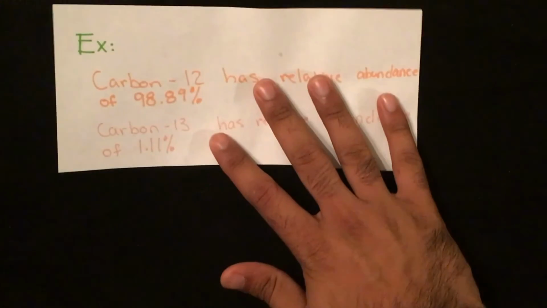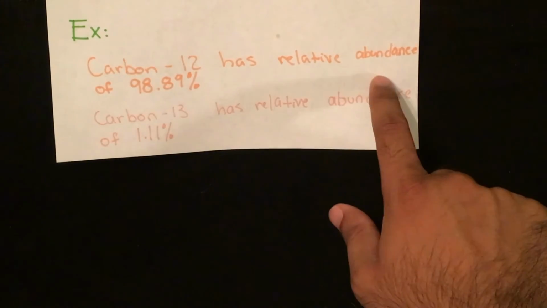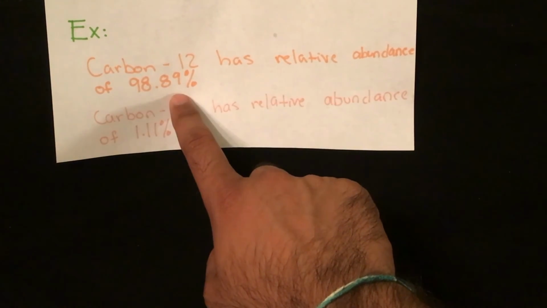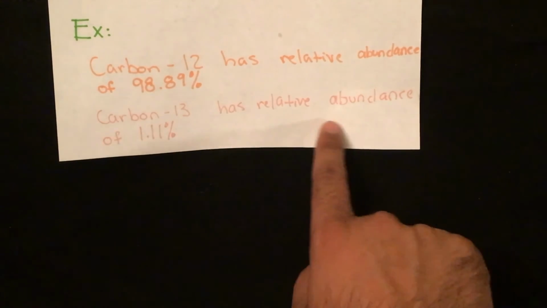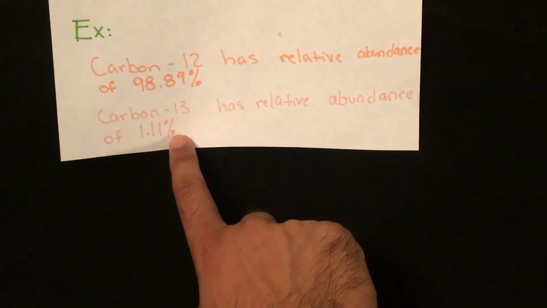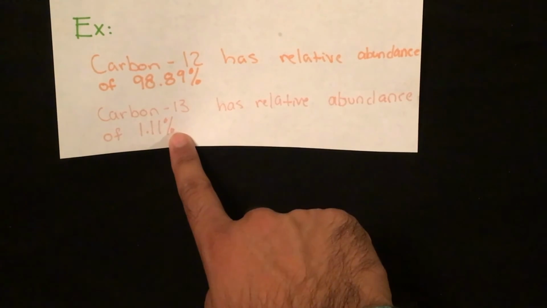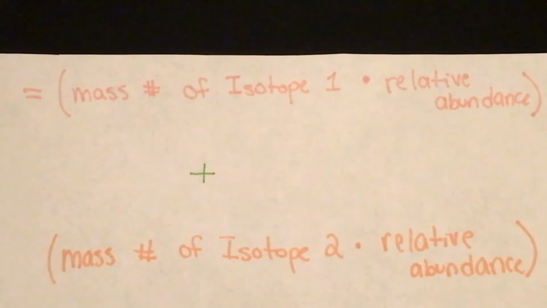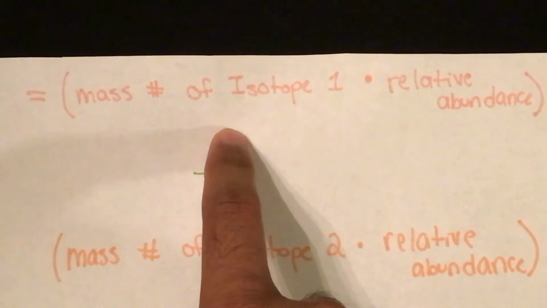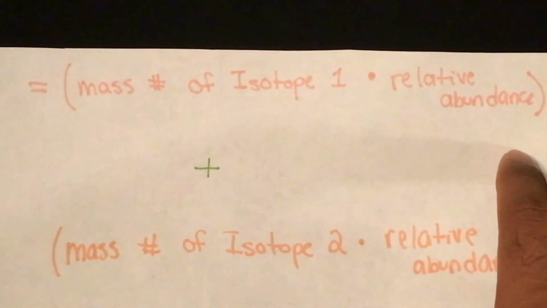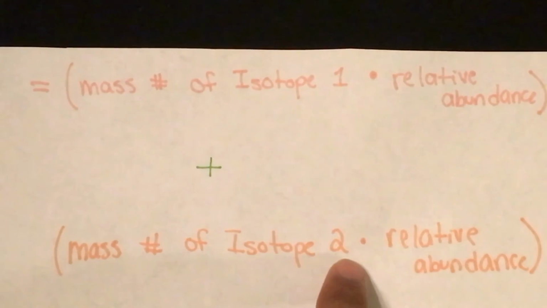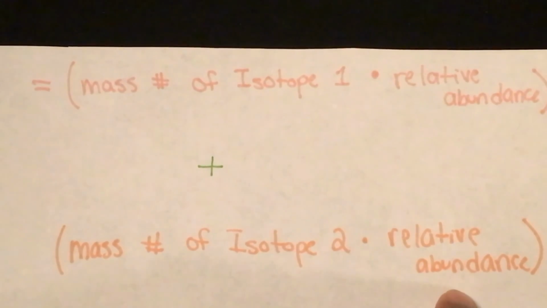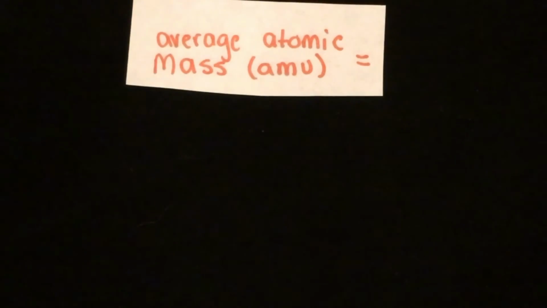So let's do an example problem. Let's say we had carbon-12 with a relative abundance of 98.89%, and carbon-13 with a relative abundance of 1.11%. And we wanted to find the average atomic mass of this. The average atomic mass, again, would be the mass of isotope number 1, the mass number, times its relative abundance, added with the mass of isotope number 2, carbon-13 in this case, times its relative abundance.